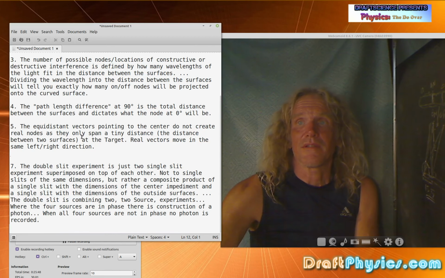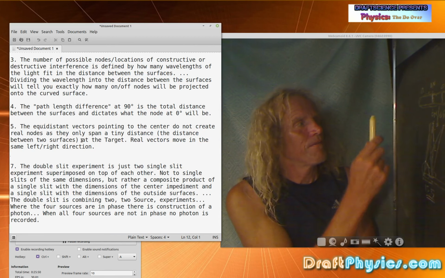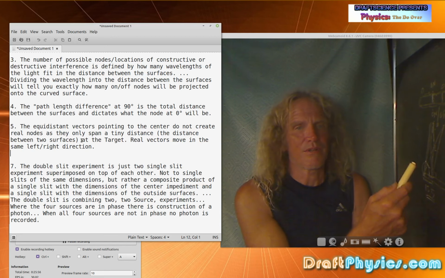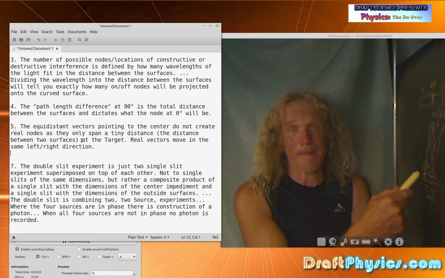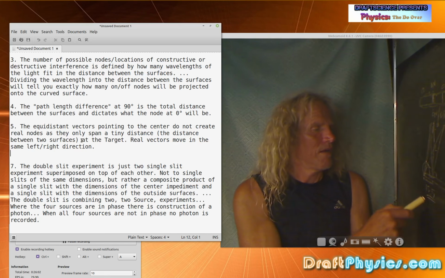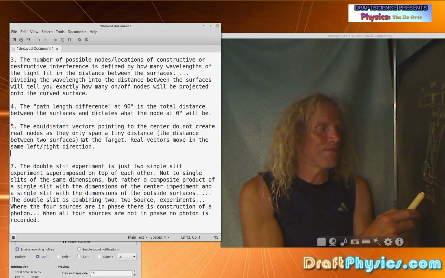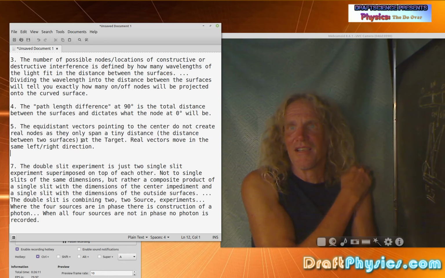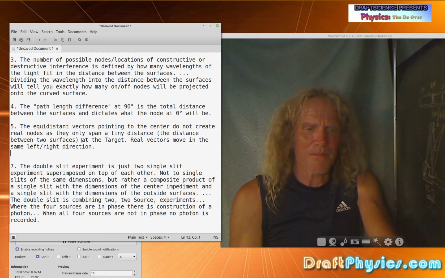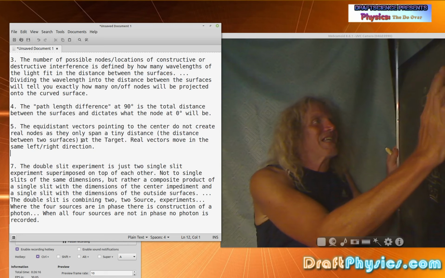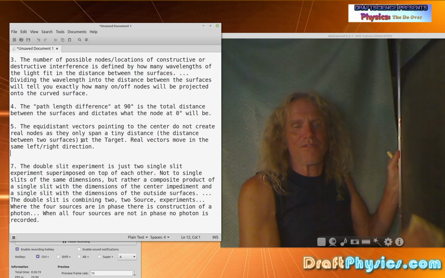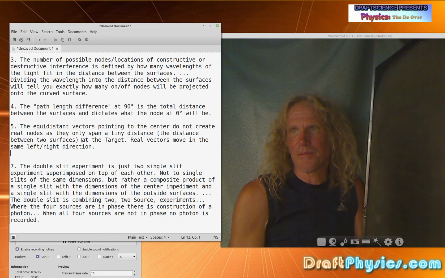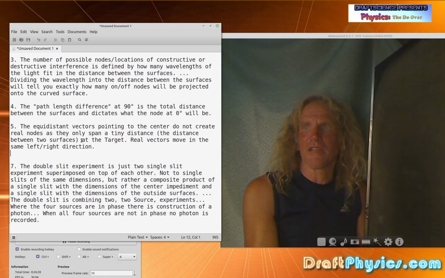Alright, so the double slit. Now we've figured out the mechanism: path length difference is all that really matters. That's what we're deciding, and how many path length differences there can be, how many times you can go a full wavelength of rotation in the length of the hypotenuse. There's only a certain number of those. Then the double slit really breaks down to being two single slit experiments merged. I've done this so many times, but I'll say it first: the double slit experiment is just two single slit experiments superimposed on top of each other.